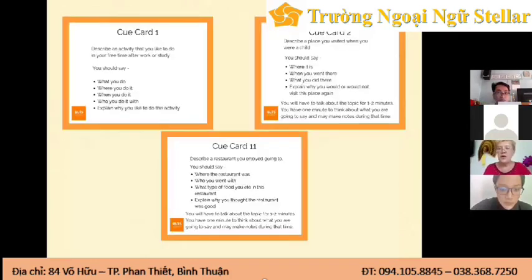Here we have 3 cards. They look very, very similar, but there is one major difference in the top line, in the topic. Can you spot the difference? So cue card 1 is describe an activity, and cue card 2 is describe a place you visited, and cue card 3 you describe a restaurant. Yes, these are nouns, but there is a grammatical difference, very important. It's one of the most common mistakes students make during the test. What is the grammatical difference?